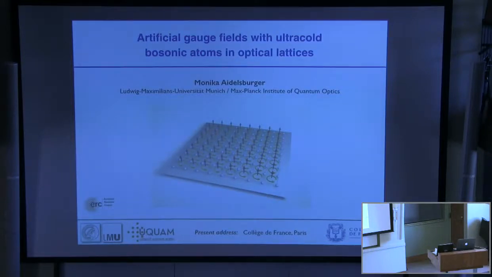I will be talking about my PhD work that I did in the group of Immanuel Bloch in Munich. Currently, you can find me in Paris in the group of Jean Dalibard. What I will be presenting today is a slightly different approach to rotating Bose-Einstein condensates. We were working on engineering artificial gauge fields in optical lattice potentials.